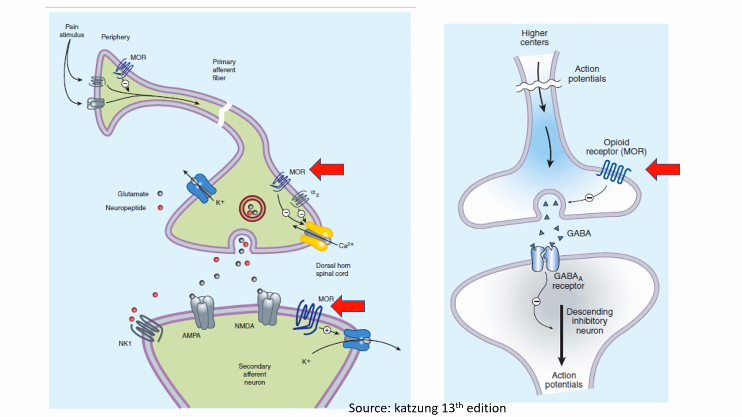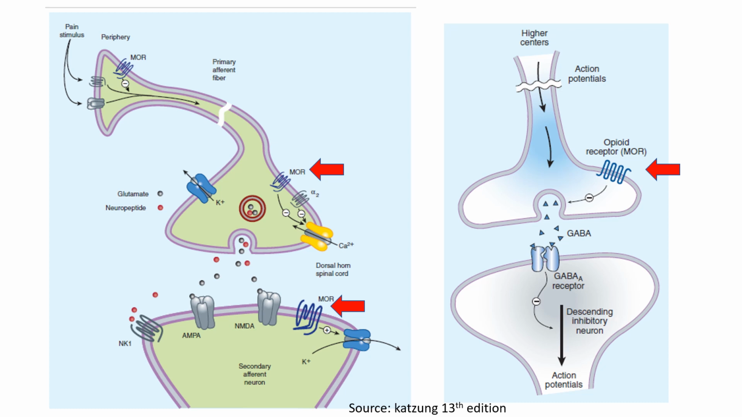Here these are the mu opioid receptors, the red arrow marks, both at the presynaptic and the postsynaptic levels. Whenever these mu opioid receptors are stimulated, it blocks the calcium conductance at the presynaptic level and enhances the potassium conductance. By both these actions, the release of the neurotransmitter is prevented, and hence the impulse transmission is prevented. Thereby it blocks the pain transmission, and it has action at the descending pathway as well.